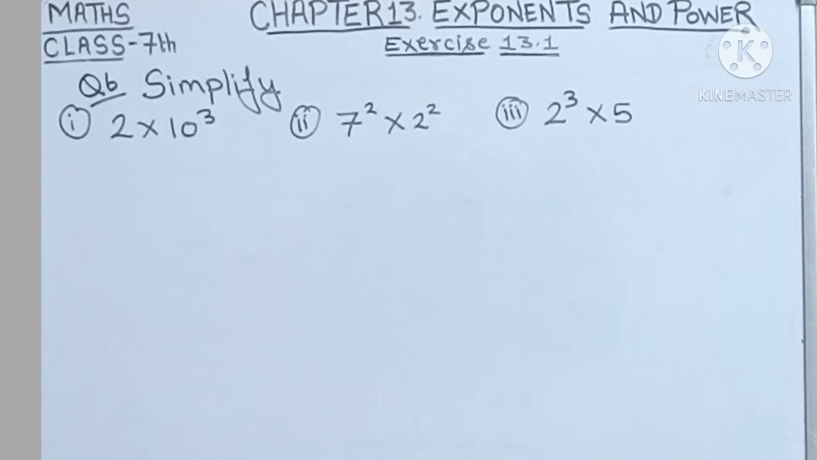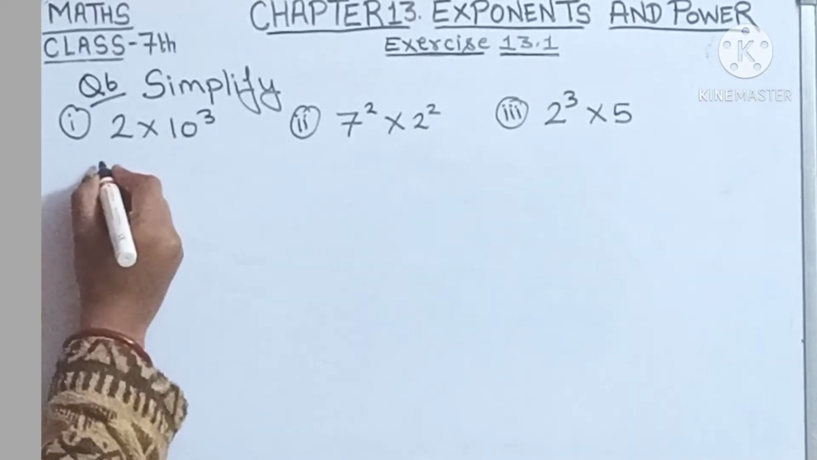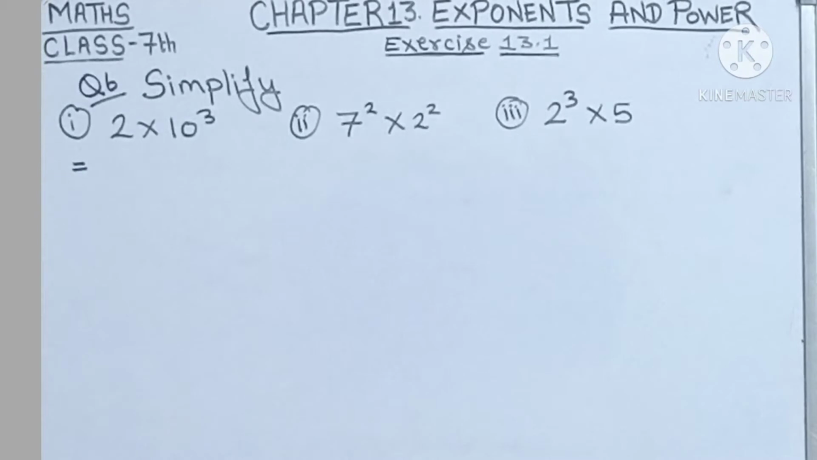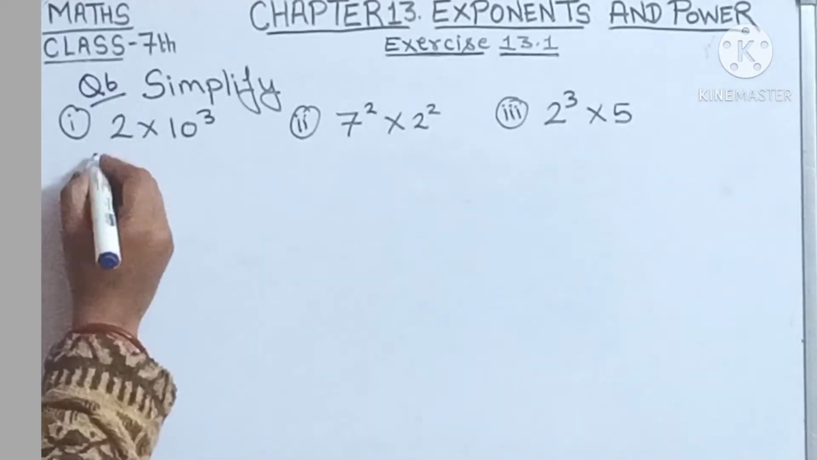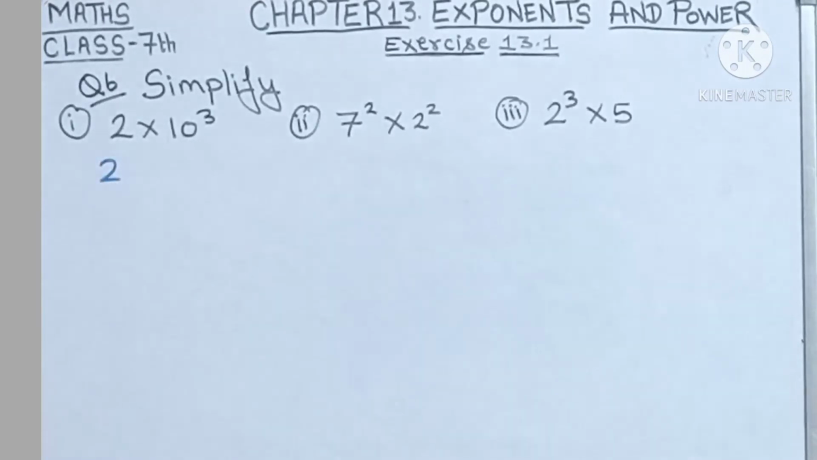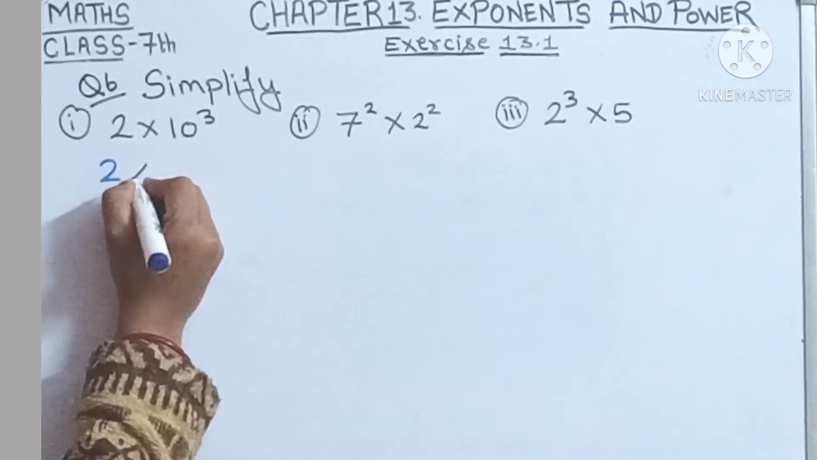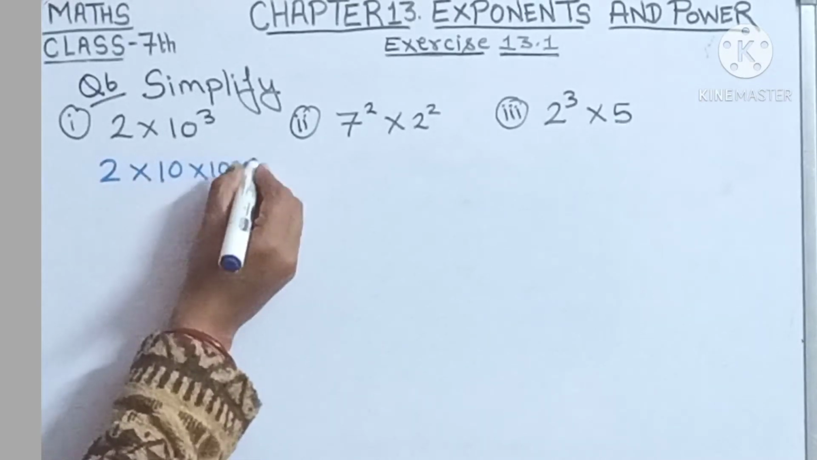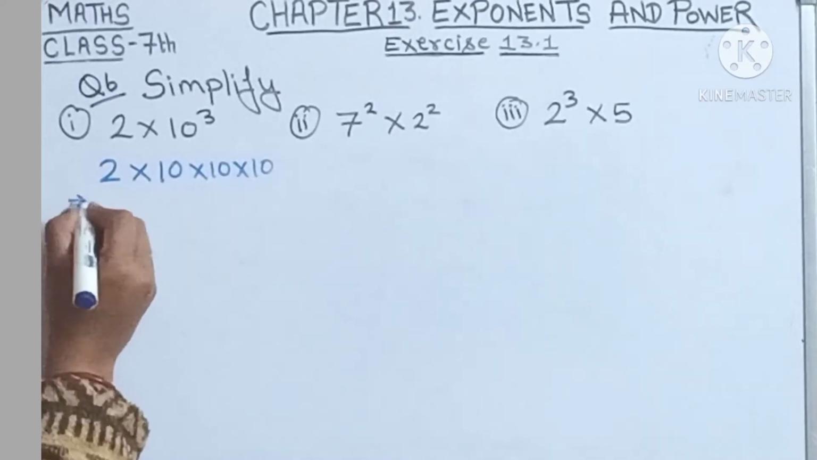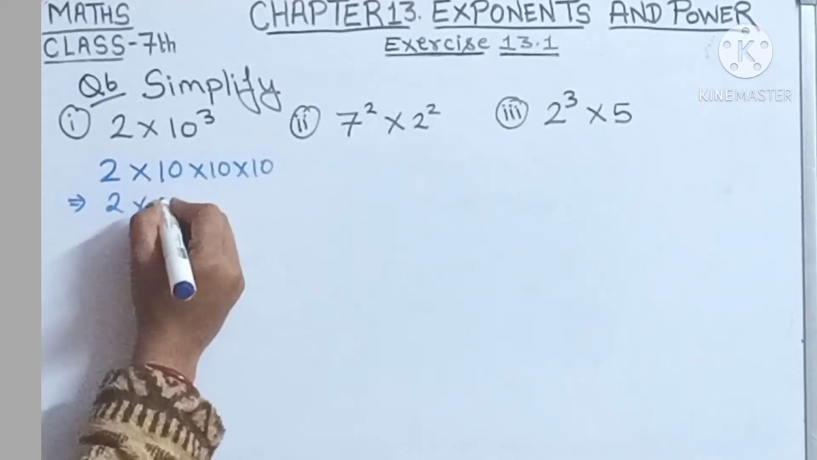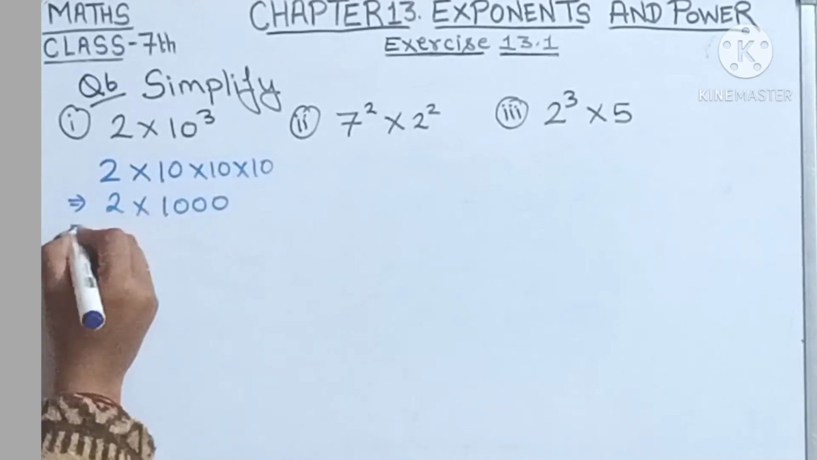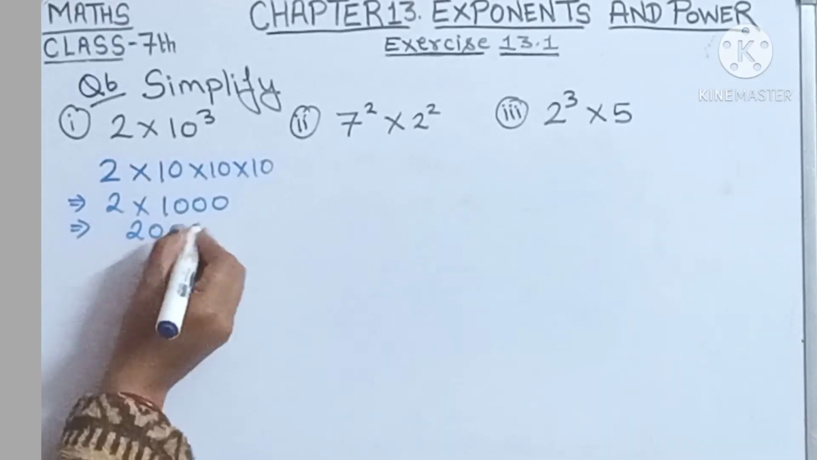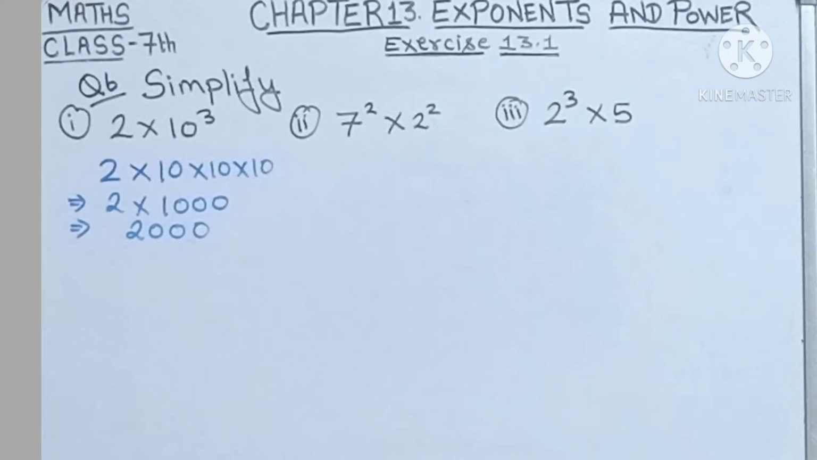Okay, so let us start with question number 6, simplify. First one is 2 into 10 raised to the power 3. We have to solve it. 2 is given only one time, so we will write only one time 2. And 10 is given as 10 raised to the power 3, so we can write it as 10 into 10 into 10. Now 2 into 10 into 10 into 10: 10 into 10 into 10 will be 1000, and 2 into 1000 will be 2000. So this is the answer for the first one, 2000.